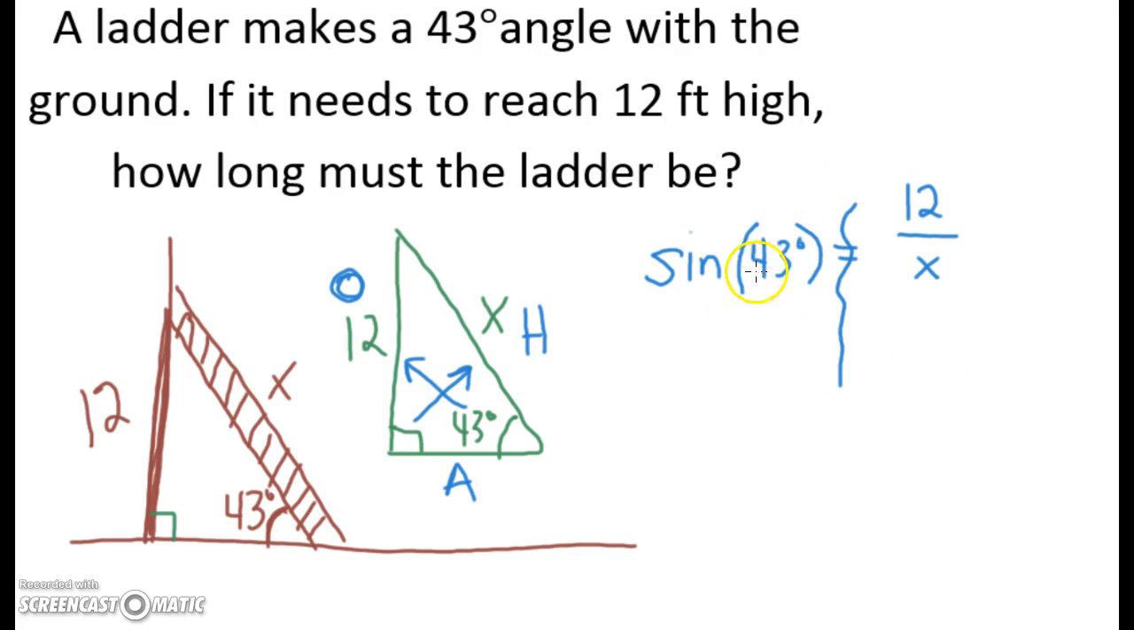And so I talked about a couple different ways to solve these where the x is in the denominator. I like the switch method the best, where you just switch the sine of 43 and x. They just switch spots. So the x comes up here, and the sine of 43 goes to the bottom.